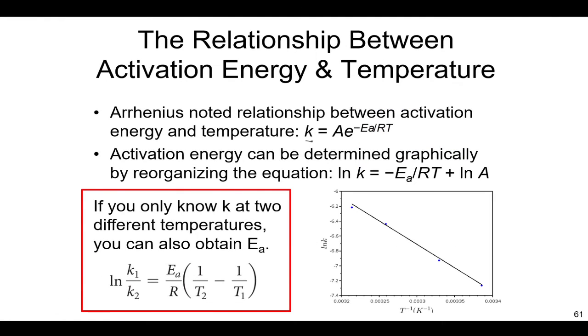He showed that the rate constant is not just e to the negative Ea over RT, but there's this other term here, A, okay, which I guess you could say stands for Arrhenius, but it really stands for a frequency factor.